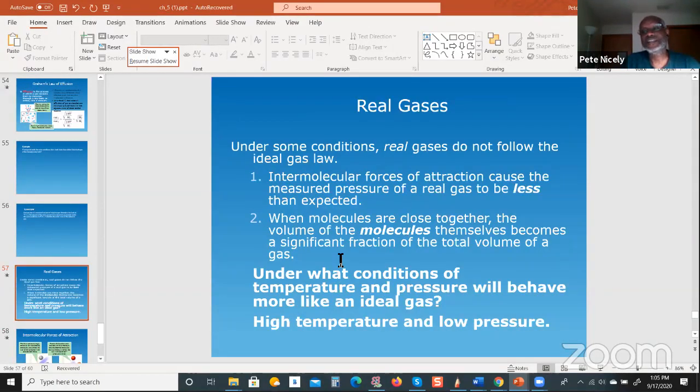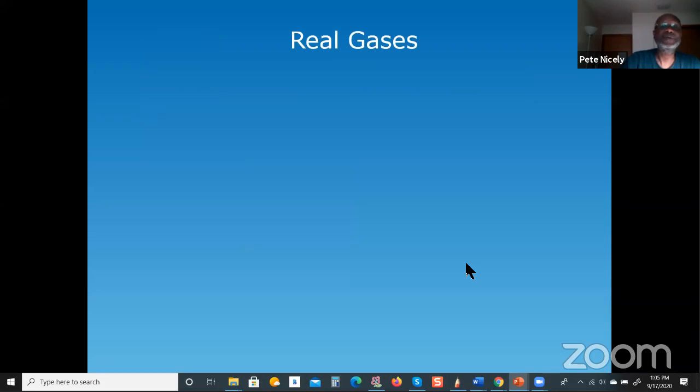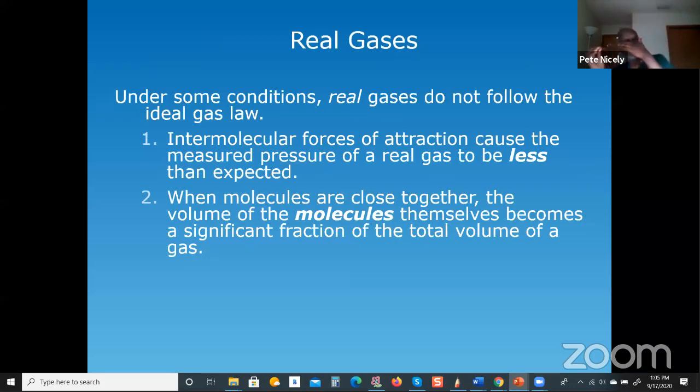Now, all along in this chapter, we were assuming that the gases that we were dealing with were ideal gases. So what do we mean by ideal gases? Ideal gases are gases that basically obey the ideal gas law. That's one way of defining it.